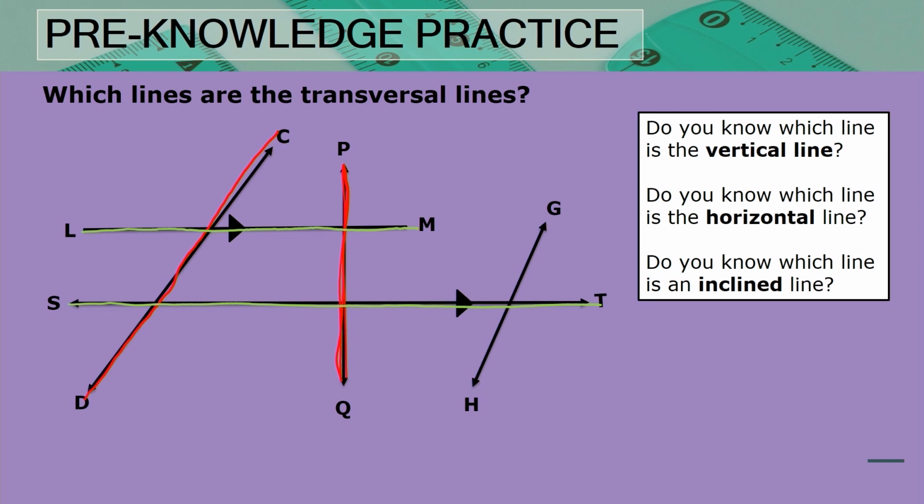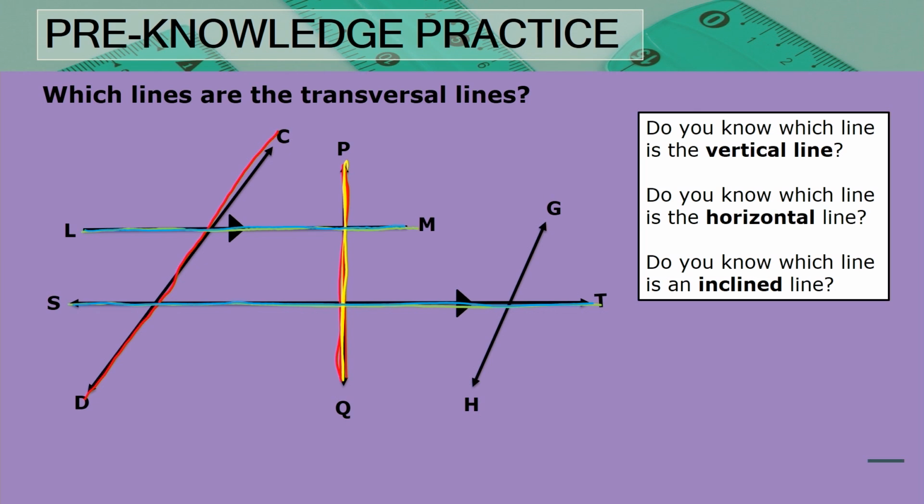So let's look at the questions there in our box. Now, do you know which line is the vertical line? Well, if you are thinking that the vertical line is PQ, then you are absolutely correct, because PQ is a vertical line as it moves from the top to the bottom, or from the bottom to the top. What about a horizontal line? Do you know which line is the horizontal line? Well, if you are thinking that the horizontal line is LM, then yes, you are correct. And ST is also a horizontal line because it moves from the left to the right, or from the right to the left. So those are the horizontal lines.